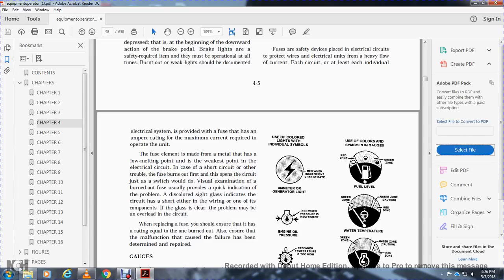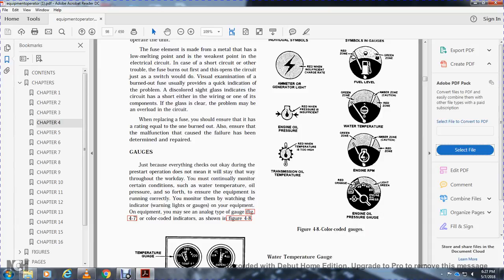And just as a switch could, a visual examination of the burned out fuse provides a quick indication of the problem. A discolored glass indicates a short circuit, while a clear glass indicates an overloaded circuit. The replacement fuse should ensure the same rating. Once the failure has been determined, it should be repaired.